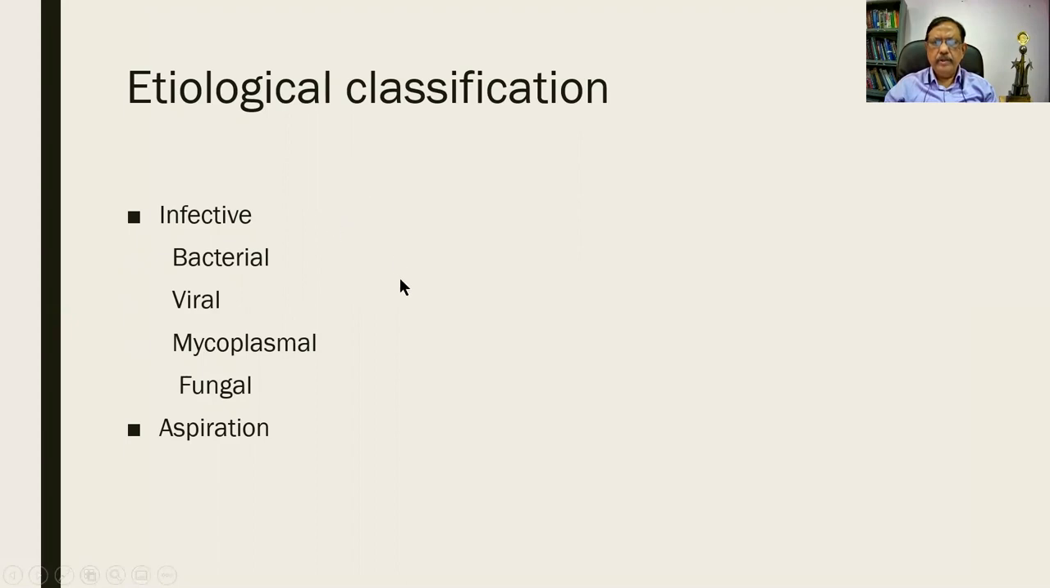Etiologically, it depends on the causative agent. You find that the pneumonia can be bacterial, viral, mycoplasmal, or fungal. These are the various causes. The individual organisms we shall see if time permits. There is another type also called aspiration pneumonia. That also will be dealt with in a later session. So these are the various causes. We have got the anatomical classification and the etiological classification.